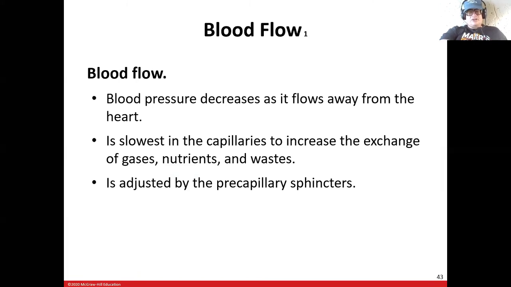So blood flow will decrease as you move away from the heart. Not surprising. Pressure's highest close to the pump. It's slowest in the capillaries. That makes sense. This is the place that we are trying to exchange oxygen, pick up carbon dioxide, send out nutrients. We move the blood as slowly as possible so we can do that easily. And the pressure is adjusted by those precapillary sphincters. They control whether the blood flows through a capillary bed or not.